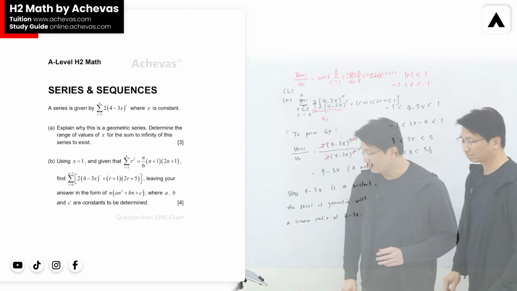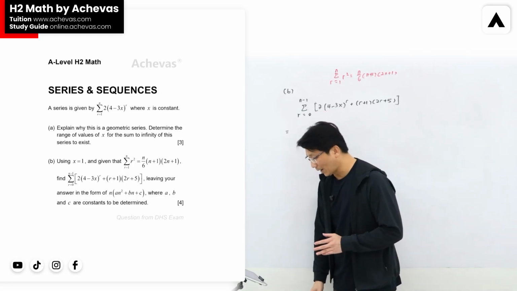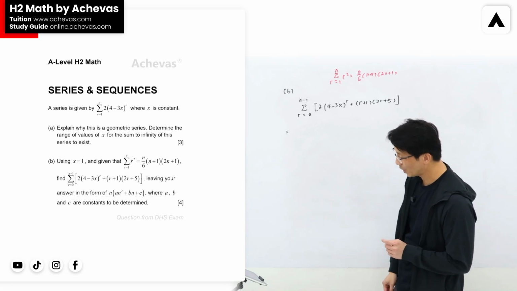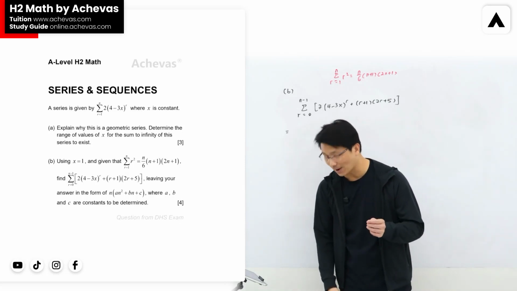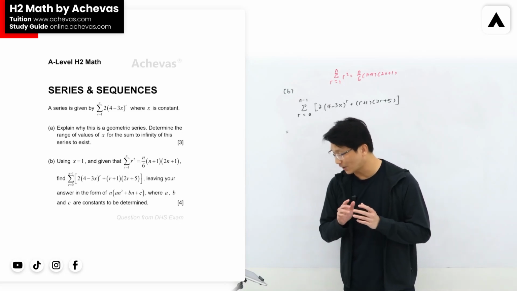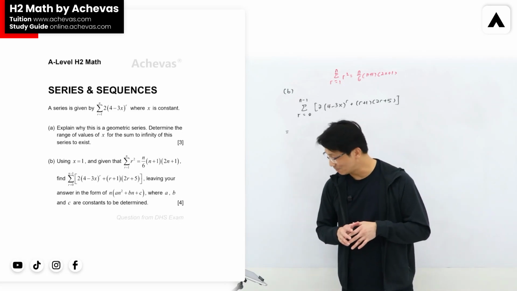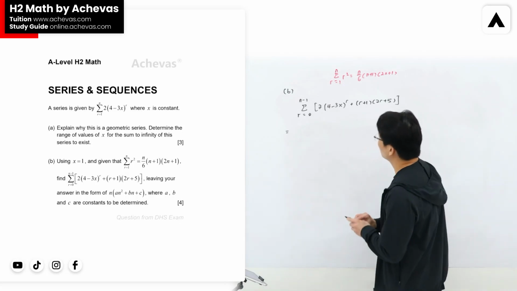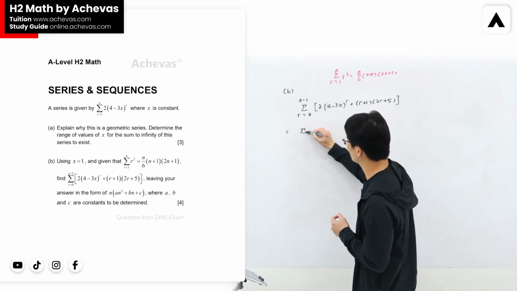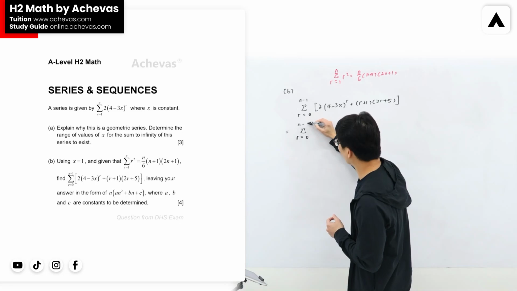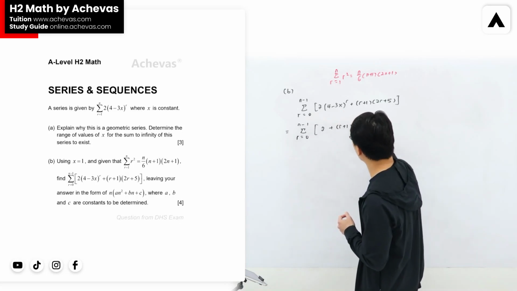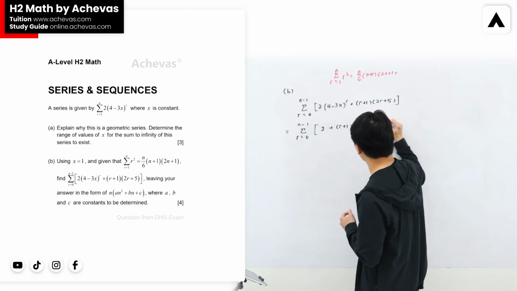In part B, using x equal to 1 and given the summation of r squared equal to n over 6, (n plus 1)(2n plus 1), using this result, find the summation of this expression here, leaving our final answer in the form of n(an squared plus bn plus c). First, we are just going to replace our x with 1. I will have a summation r equal to 0 to n minus 1, and I will be left with 2 plus (r plus 1)(2r plus 5).